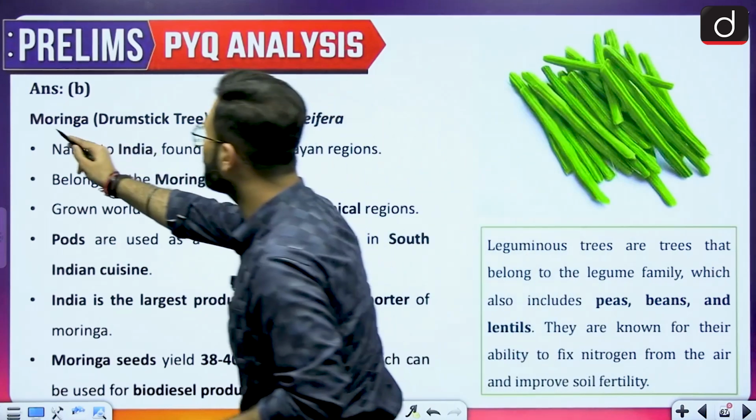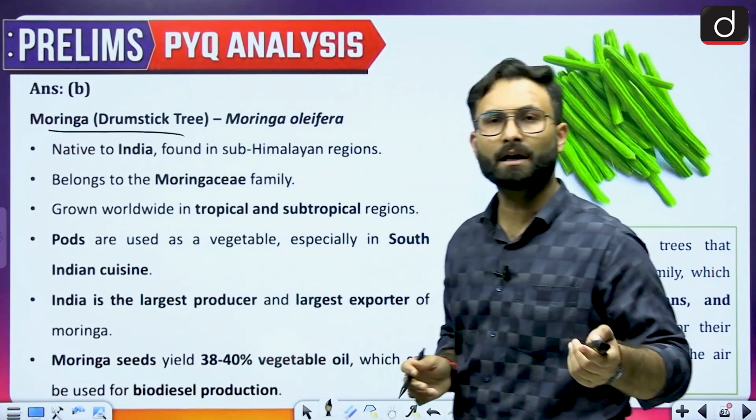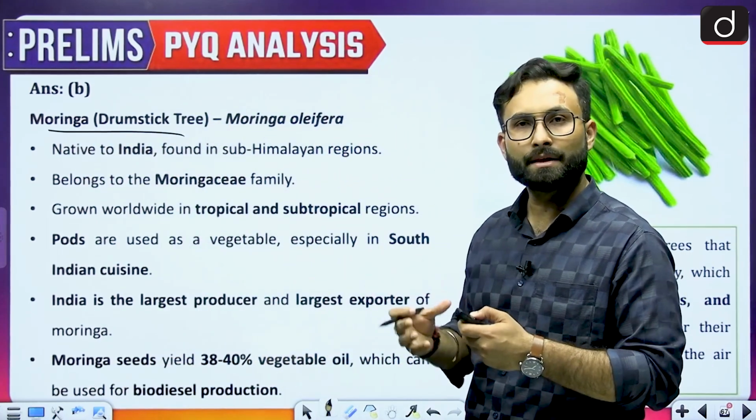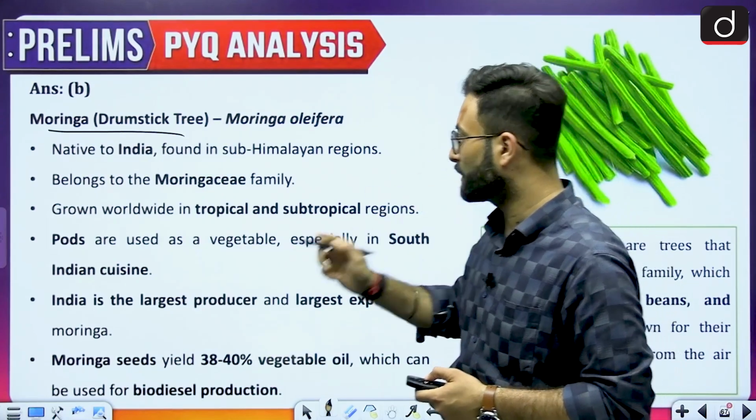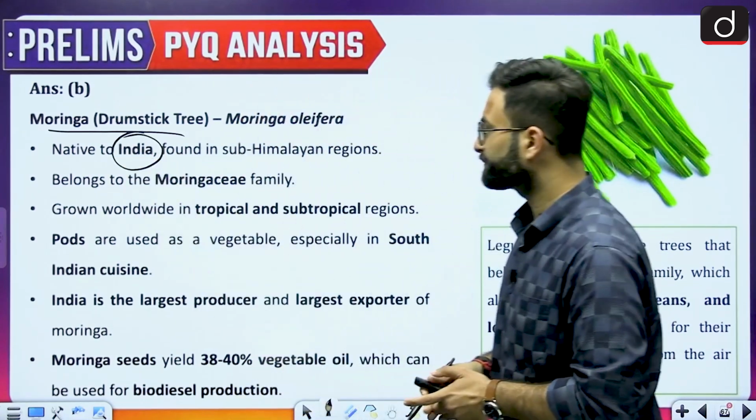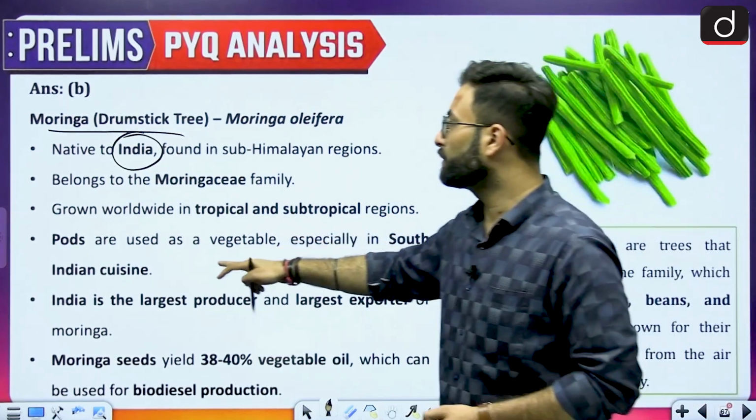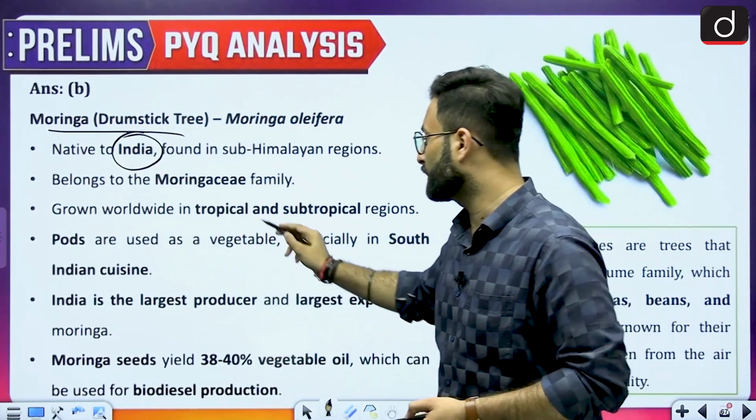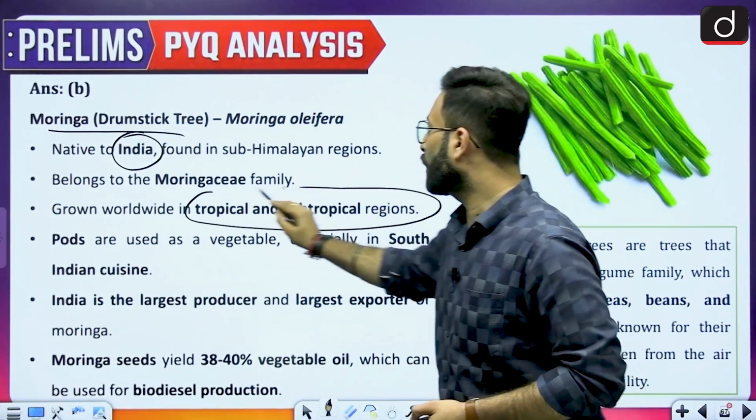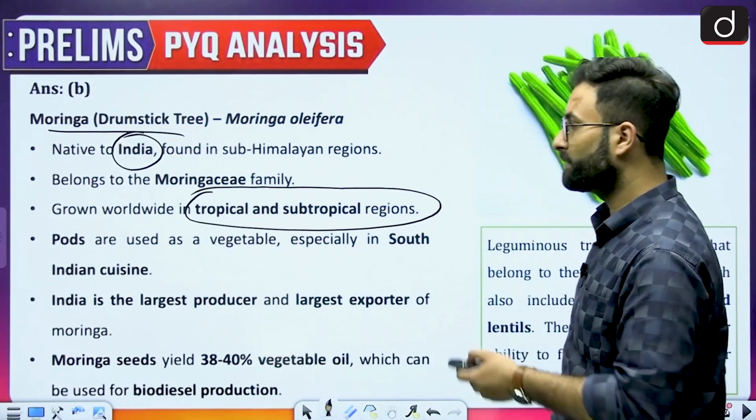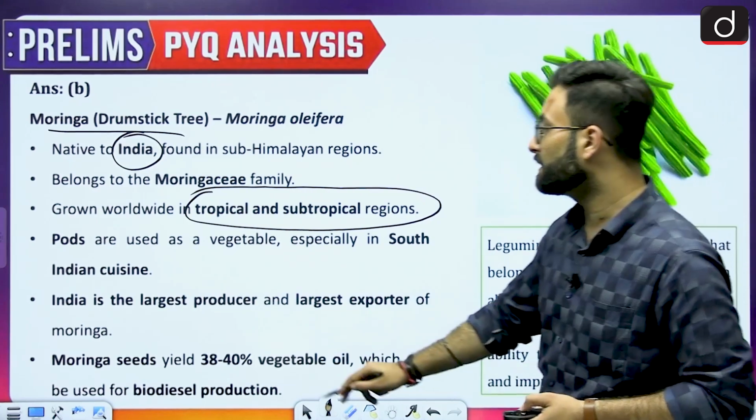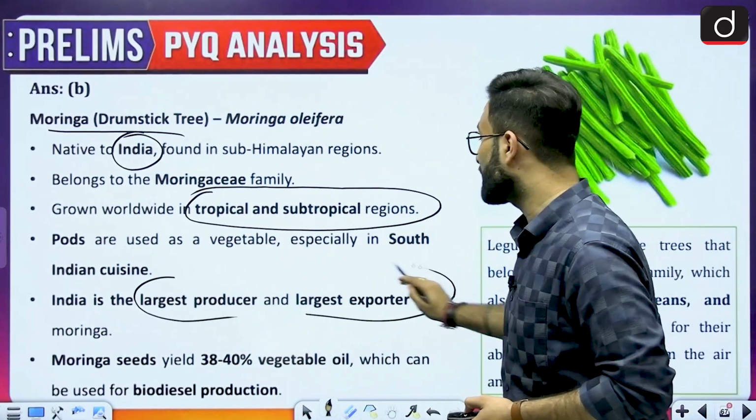The moringa, that is drumsticks. Generally, in the southern part of India, you will be seeing in the cuisine they are using this particular moringa drumsticks. So this is native to India and the sub-Himalayan region, and if you talk about worldwide cultivation, tropical and subtropical areas are the places where that can be cultivated. India is the largest producer and the largest exporter of the moringa.